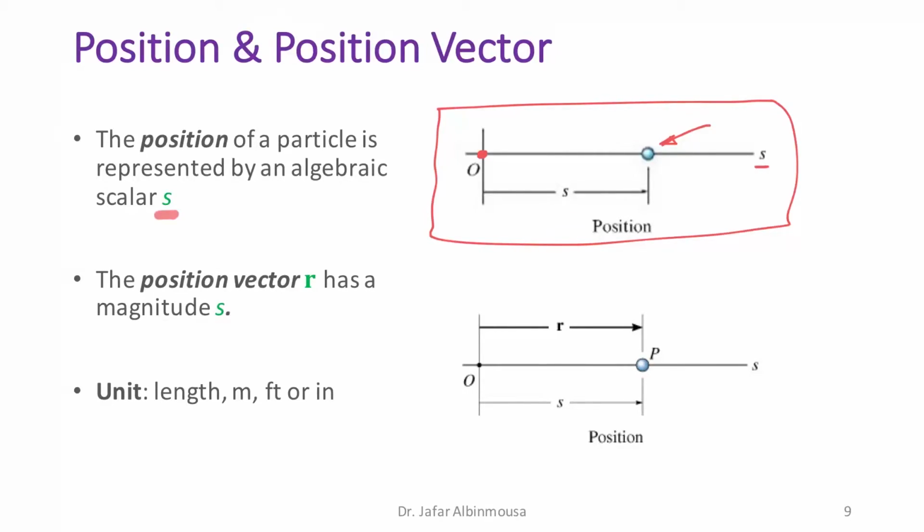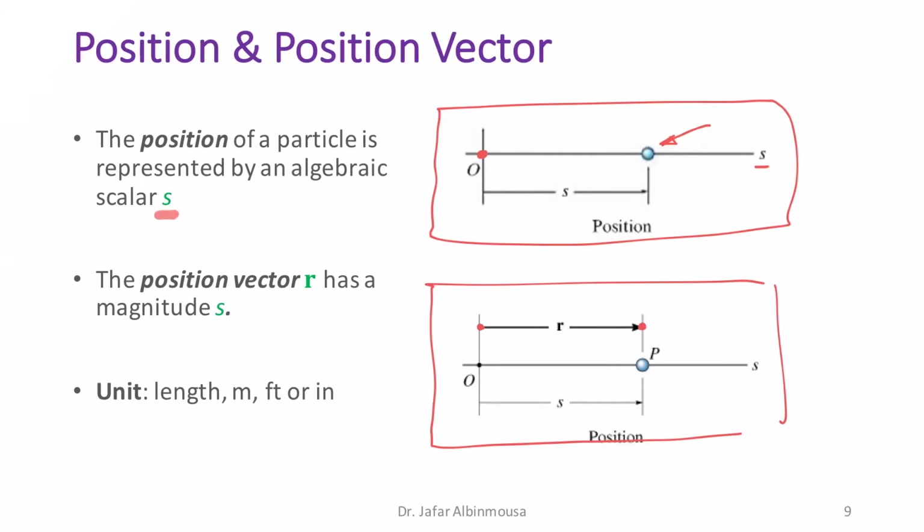That's it. Now, the position vector r has a magnitude s, but it also has a direction. So if you look down here, we have exactly the same diagram, but what we did, we pointed a vector going from here all the way to here.